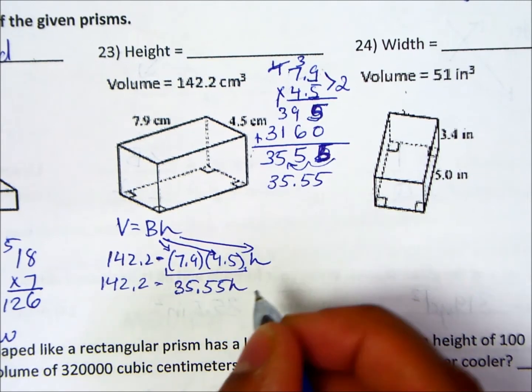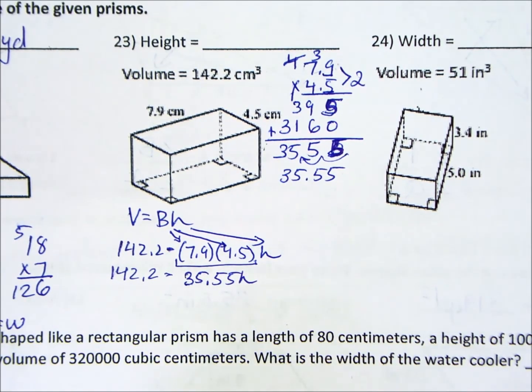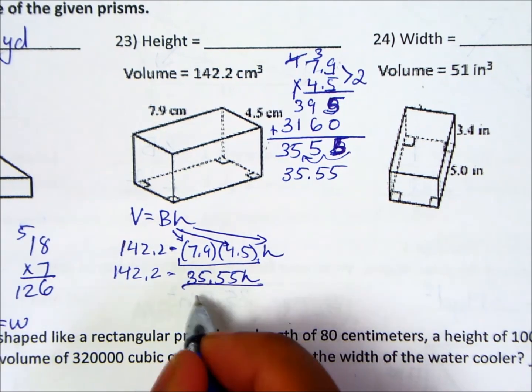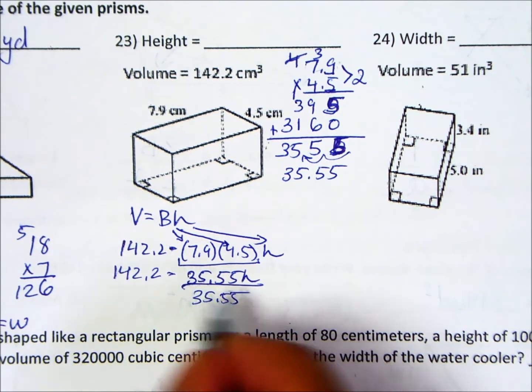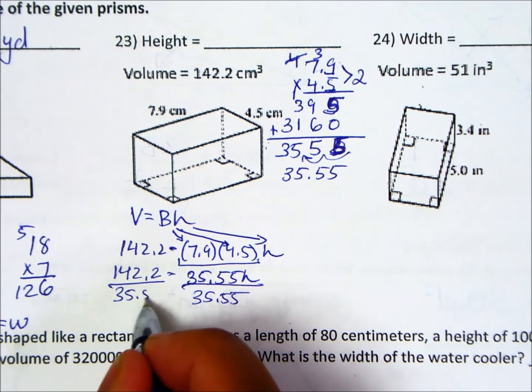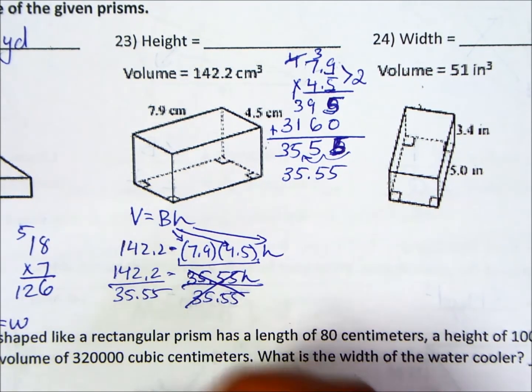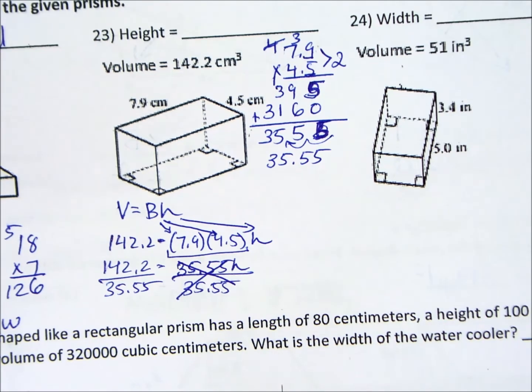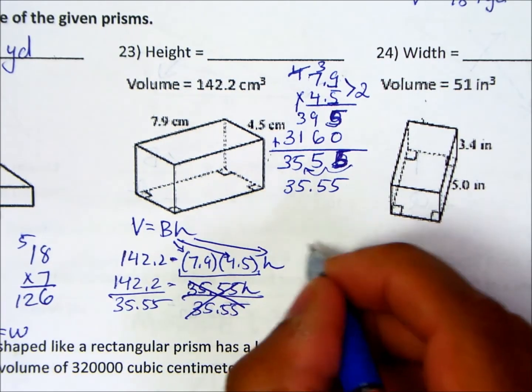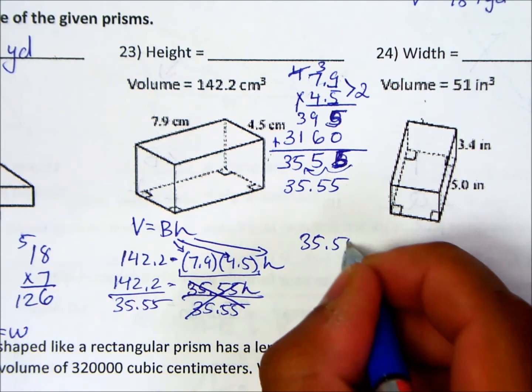35.55 times h. Now divide each side by 35.55. That cancels out. Yes, I do have to do that problem. Yes, it does take a little bit of work, but we can handle it. We know our decimal rules. We're not scared.